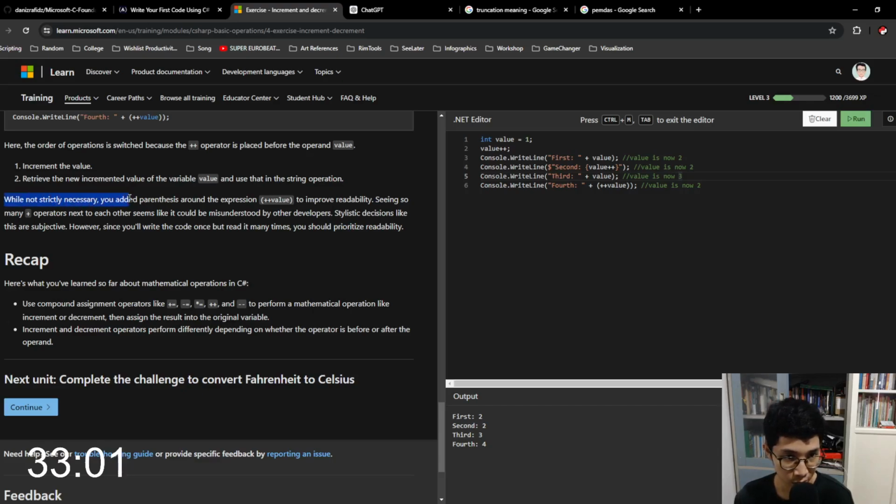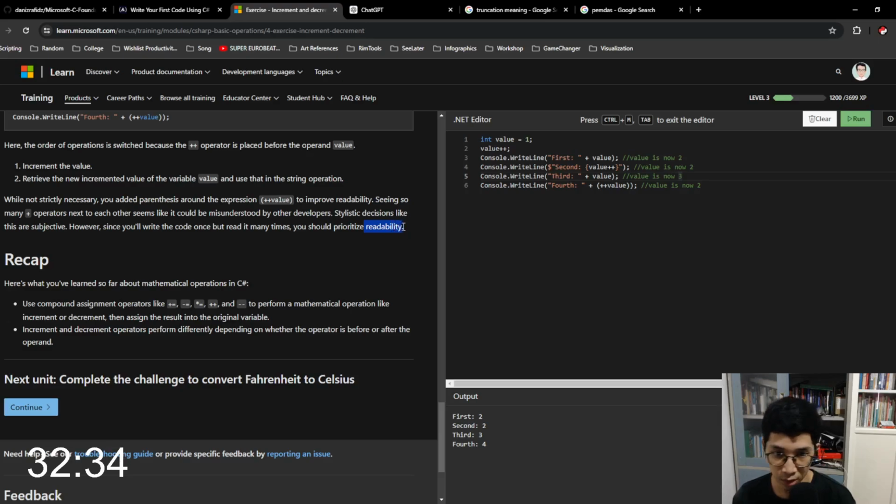While not strictly necessary, you added parentheses around the expression plus plus value to improve readability. Seeing so many plus operators next to each other seems like it could be misunderstood by another developer. Stylistic decisions like these are subjective. However, since you write the code once but read it many times, you should prioritize readability.